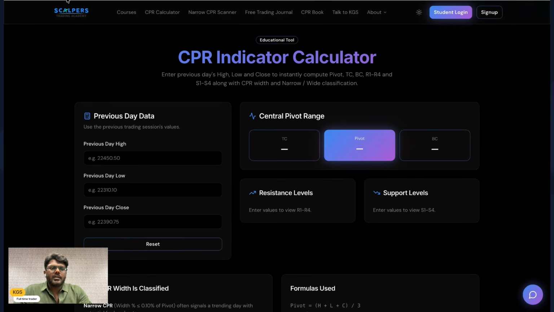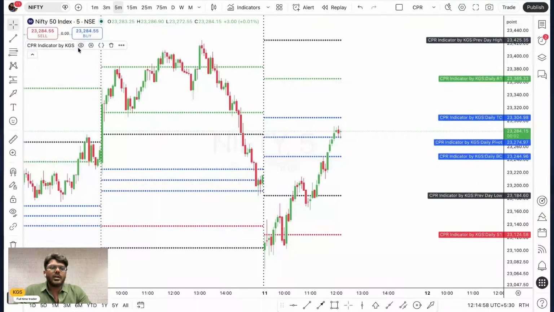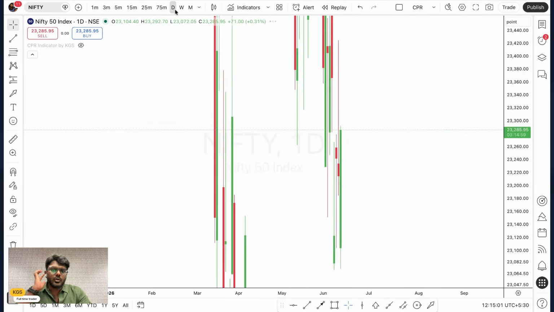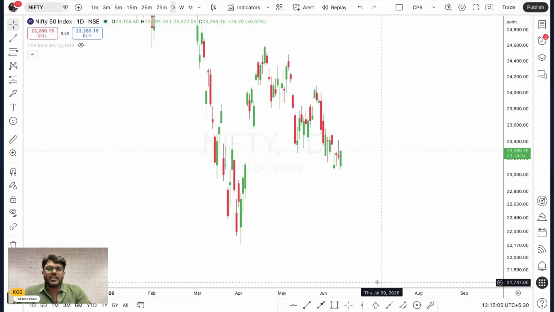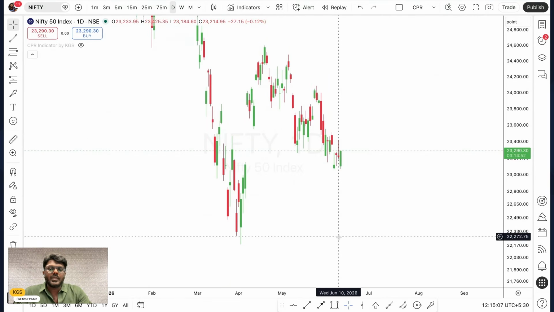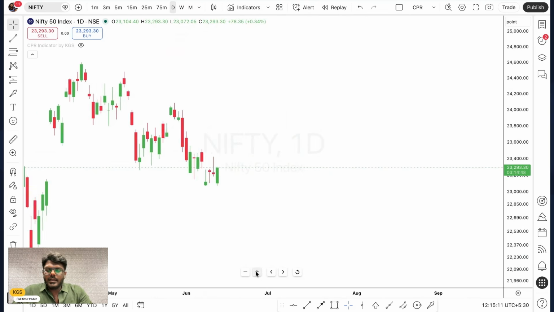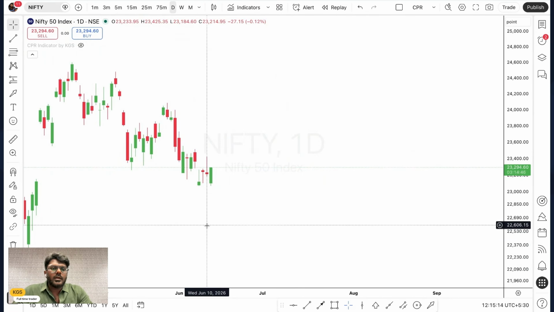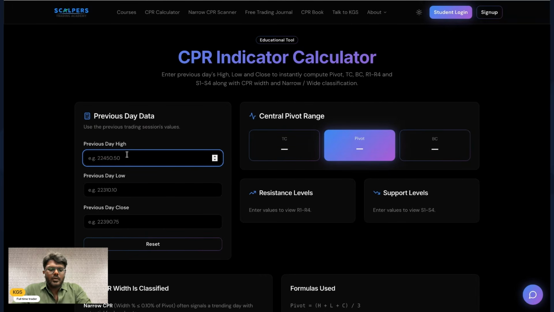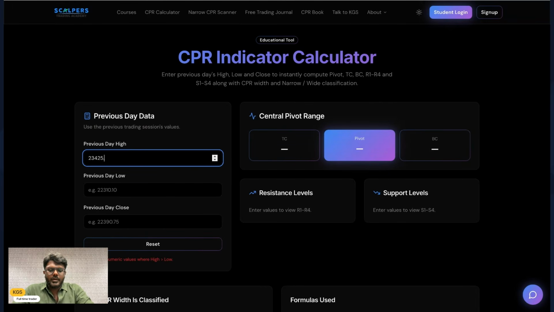So let's get started. I will go to the daily candle to check the previous day's high, low, and close levels. Yesterday, June 10th, the high of Nifty is 23,425.35. So let me enter that, 23,425.35.